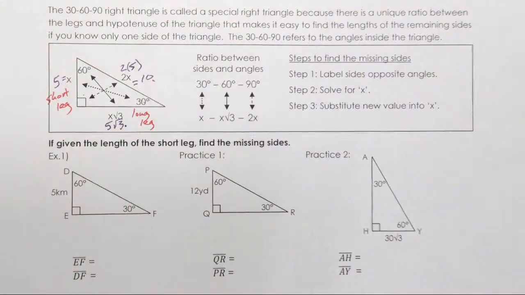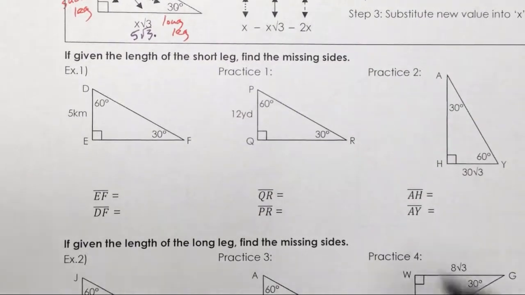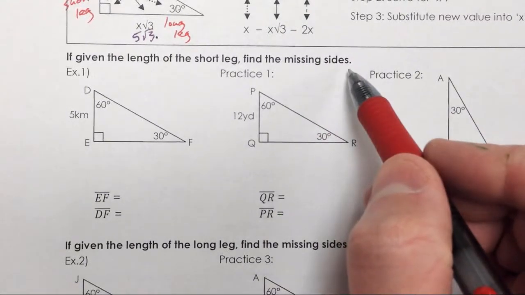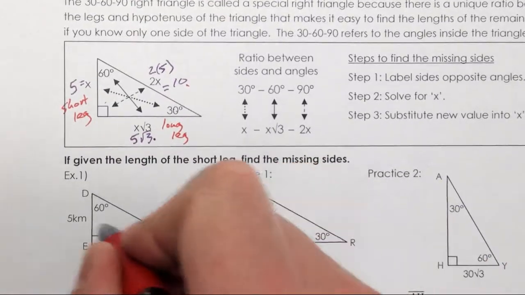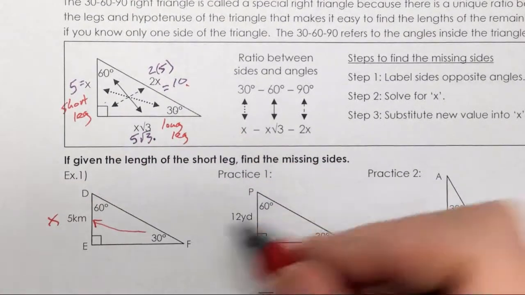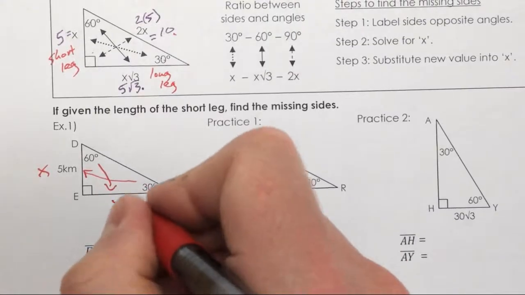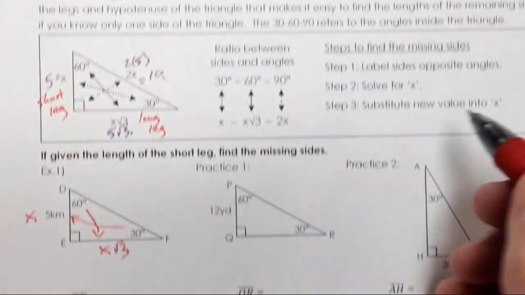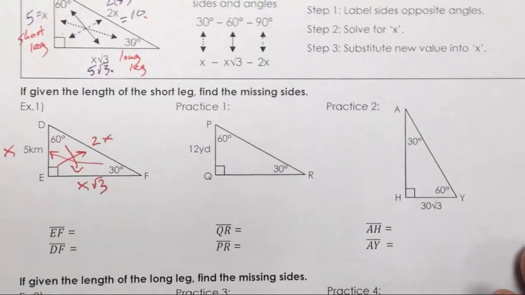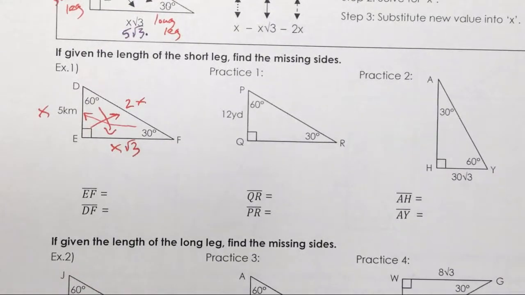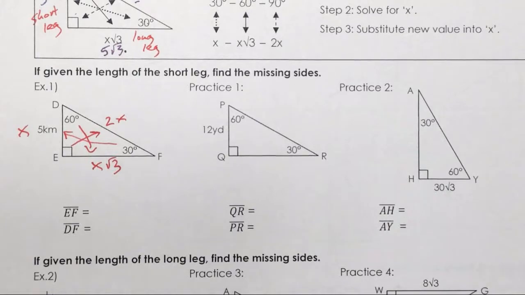So let's jump in here and do what I just did, but multiple times over. If we look here, it says, if given the length of the short leg, find the missing sides. So we're going to label the sides opposite the angle. Opposite the 30, we're going to label x. And then opposite the 60, we're going to label x square root 3. And then opposite the 90, we're going to label 2x. And we're going to solve this very similar to what we did on the 45, 45, 90. We need to identify and solve for x first. So that's step 2, solve for x.